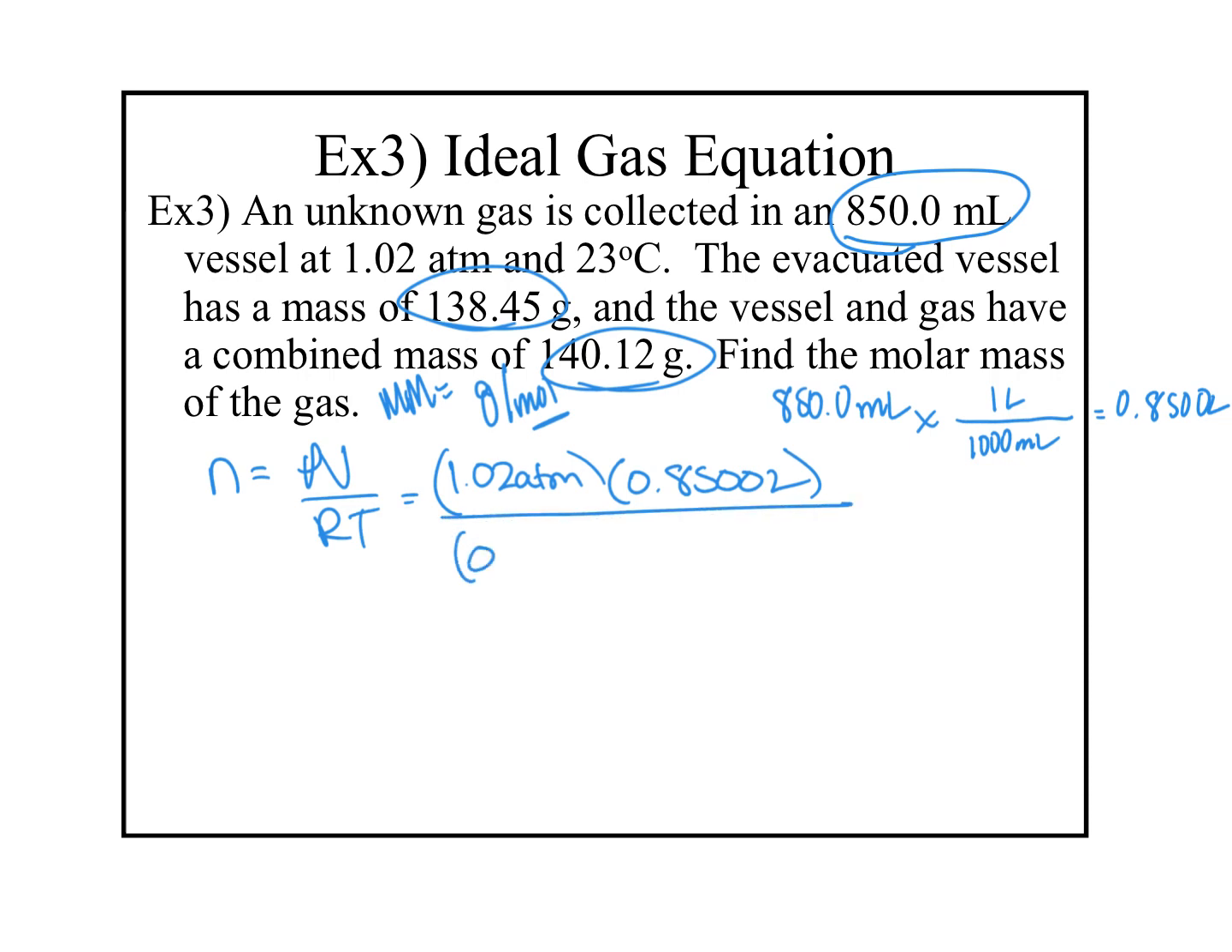Over our R, 0.08206 liter atmospheres per mole Kelvin. And then our temperature here is 23 degrees. We're going to add 273 to that to get, I believe that's 296 Kelvin. Check those units, make sure you set it up correctly. Atmospheres cancel, liters cancel, Kelvins cancel. We're left with moles, which is wonderful. So my n here is 0.0357 moles of this unknown gas.